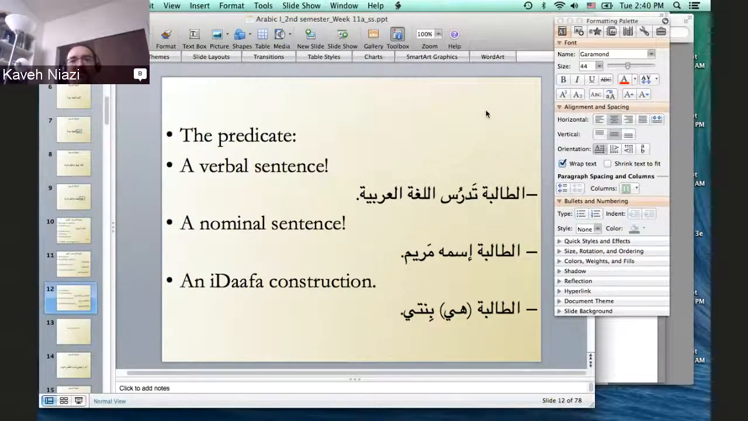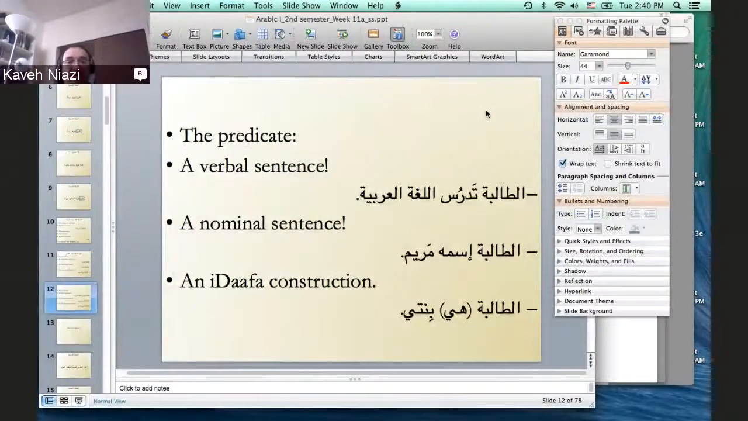But then the predicate, notice, would be a standalone sentence. Tadrus al-lugha al-arabiyya is a standalone verbal sentence, right? But it could be the predicate. And this is what makes Arabic so rich. There's this recursive quality, as you're trying to make sense of these sentences. Now already you have these patterns in your head and you're really becoming really good at recognizing these, but it takes some practice.